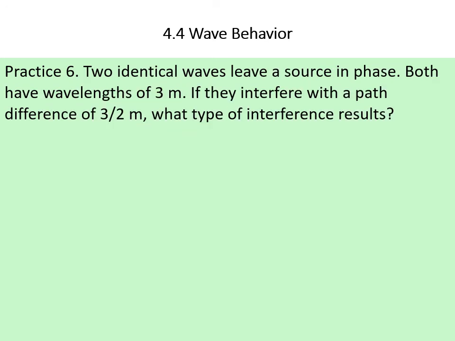Finally, practice 6. Two identical waves leave a source in phase. Both have wavelengths of 3 meters. If they interfere with a path difference of 3/2 meters, what type of interference results? Is it constructive interference or destructive interference?